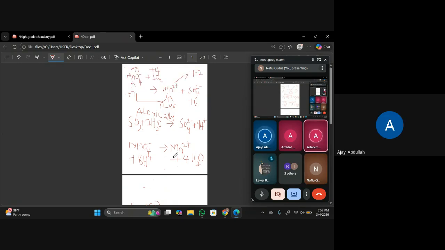No. What about the Mn, sir? Mn is already balanced. So definitely we balance it atomically. And the third step is that we balance ionically. We balance what? Ionically.